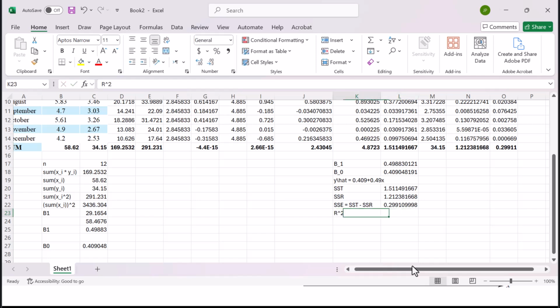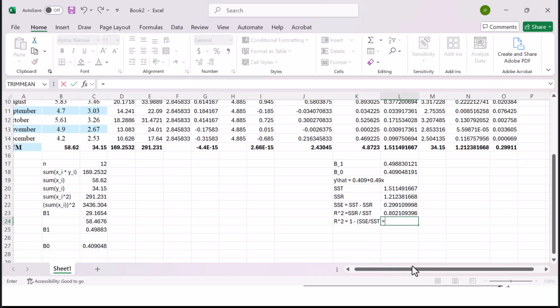is equal to SSR divided by SST. SSR, this one, divided by SST, is 0.8. Another way to compute R square is 1 minus SSE divided by SST, right? So it will be equal to 1 minus SSE, this one, divided by SST.